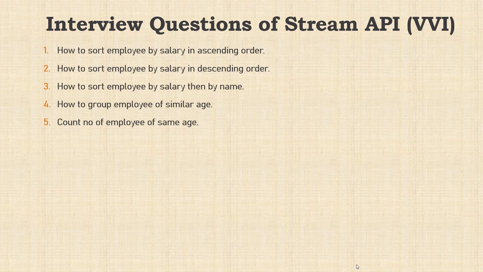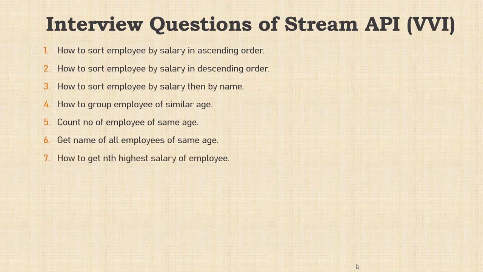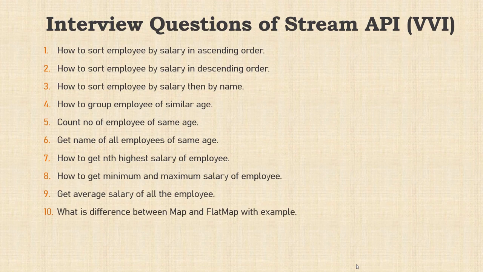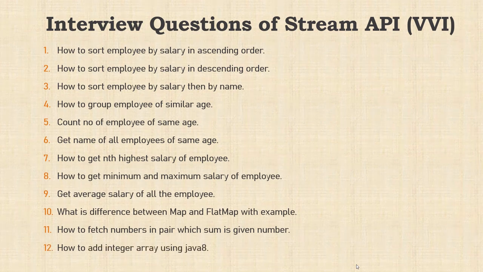Fifth: count the number of employees of the same age. Sixth: get the names of all employees of the same age. Seventh: how to get the nth highest salary of an employee. Eighth: how to get the minimum and maximum salary of employees. Ninth: get the average salary of all employees. Tenth: what is the difference between map and flatMap, with an example. Eleventh: how to fetch numbers in pairs whose sum is a given number. Twelfth: how to add an integer array using Java 8.